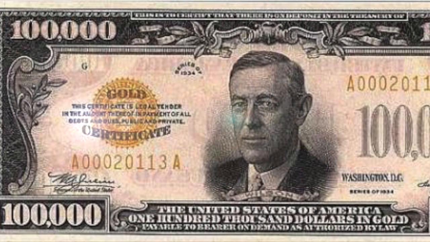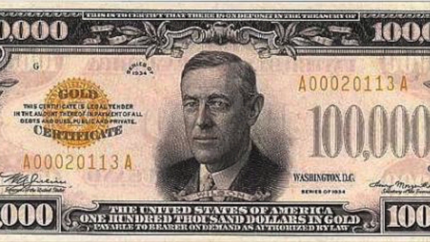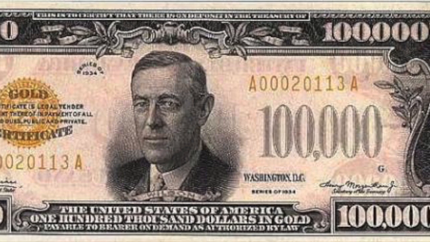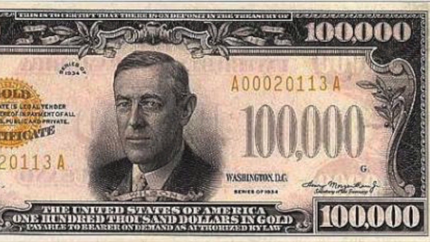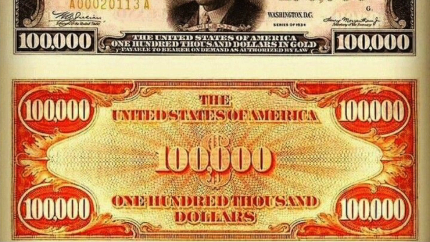And lastly, we have the $100,000 bill. The $100,000 note was actually a gold certificate that was not circulated or issued for public use. The Bureau of Engraving and Printing printed the notes during the Great Depression in 1934 with a portrait of Woodrow Wilson on them.